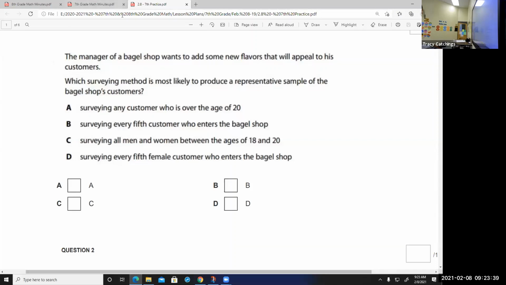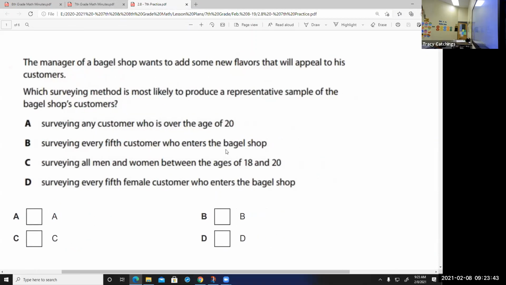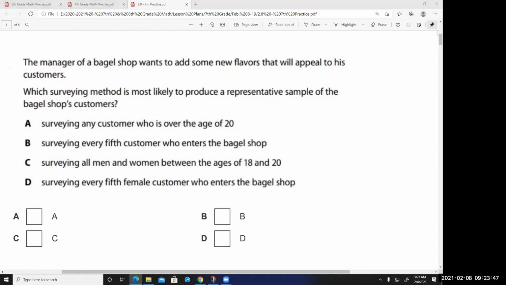All right, once you make it there, or you're just looking at my screen, someone read number 1 to us. The manager of a bagel shop wants to add some new flavors that will appeal to his customers. Which surveying method is most likely to produce a representative sample of the bagel shop customers?